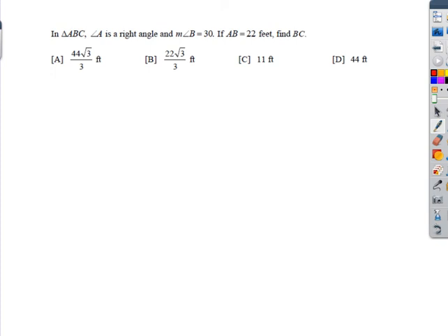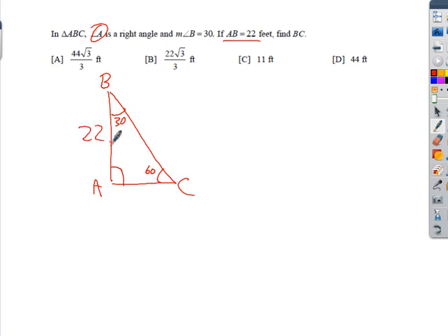Here we're given a description in triangle ABC. They tell me that angle A is the right angle, so I'm going to put A over here. Angle B is the 30-degree angle, so B is going to be over here with 30 degrees, and that leaves 60 left over. That must be C. They say if AB, this side over here, is 22 feet, then they want you to find BC, so they're asking for the hypotenuse.